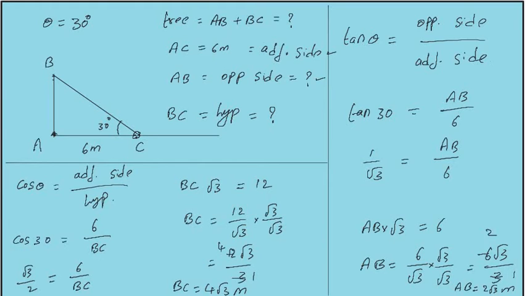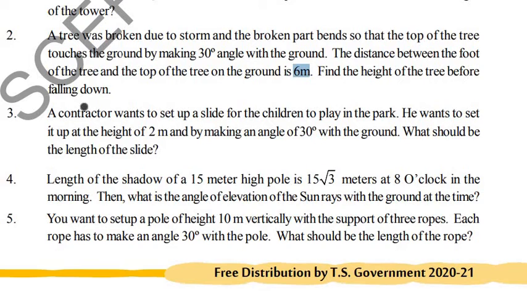You also write it. Here I don't have space. Understand? They are asking AB plus BC, that is 2 root 3 plus 4 root 3, which is equal to 6 root 3. You have to write the height of the tree before length is equal to 6 root 3. Shall I explain once again? Next question.